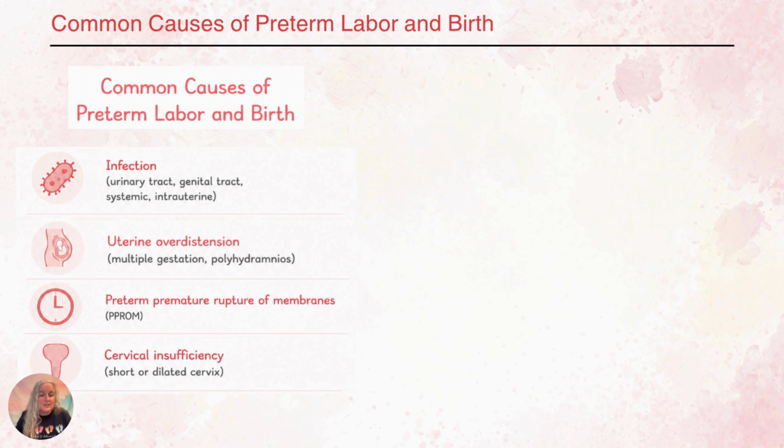Cervical insufficiency, where the cervix is shortening and dilating prior to the baby being term. This can also be structural abnormalities like with the uterus as well. Placental problems, so placenta previa or placental abruption. Also, placental insufficiency can cause a need to deliver early.